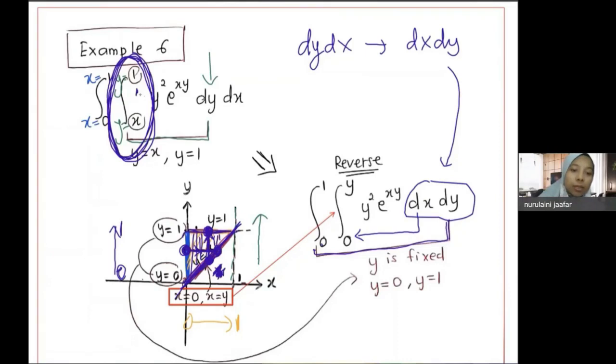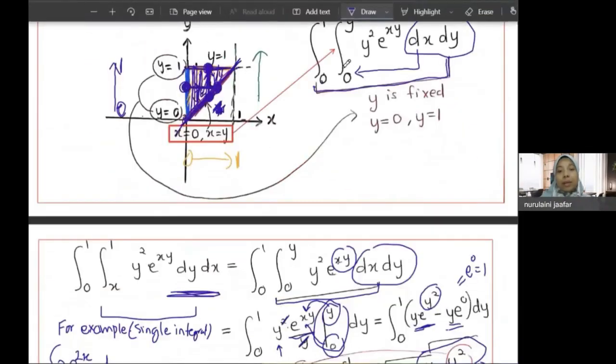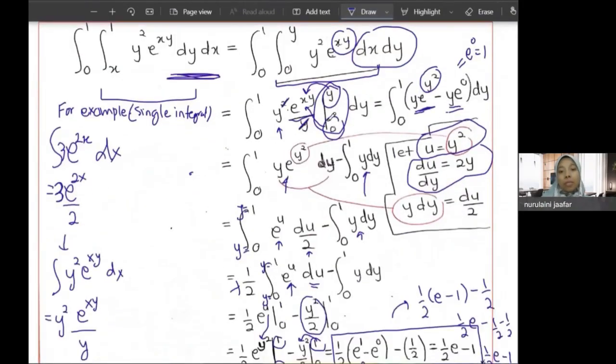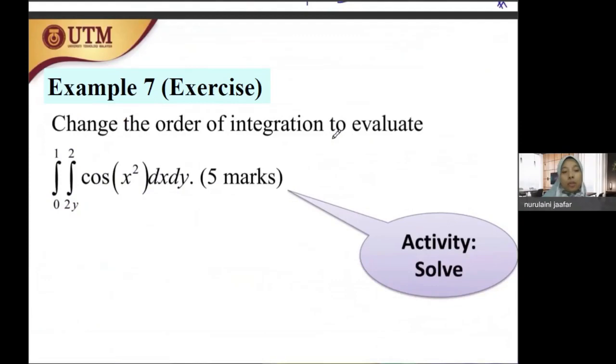So, you get this. First thing first is, your region must be correct. If not correct, everything will be wrong. The limit must be correct. If you understand the concept, you can get the correct region. So there is no problem about the region. Maybe the problem is how to integrate. Maybe you forget how to integrate, right? So that is the problem normally. So let us test your knowledge first.